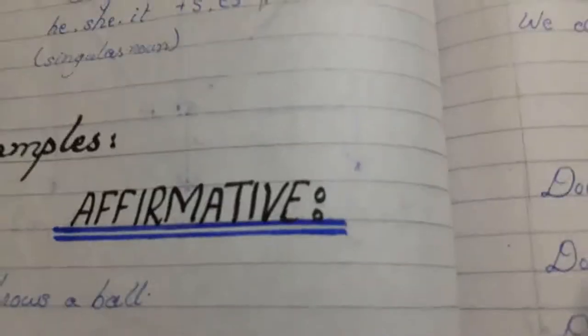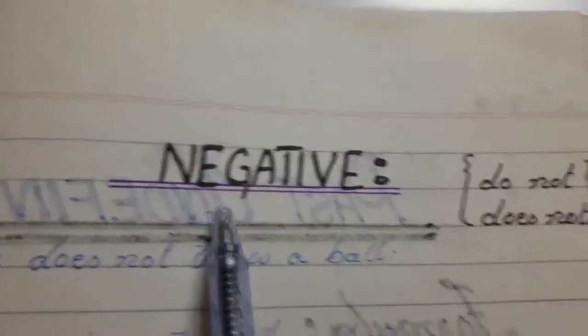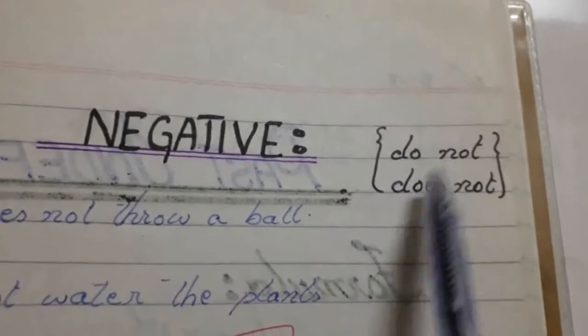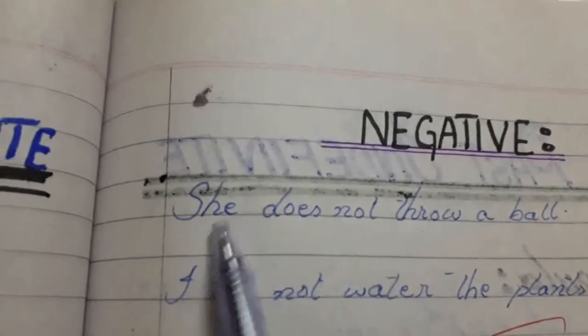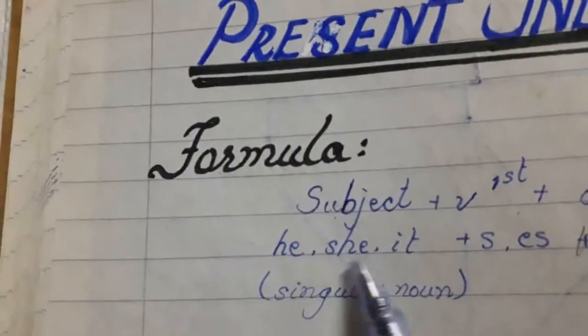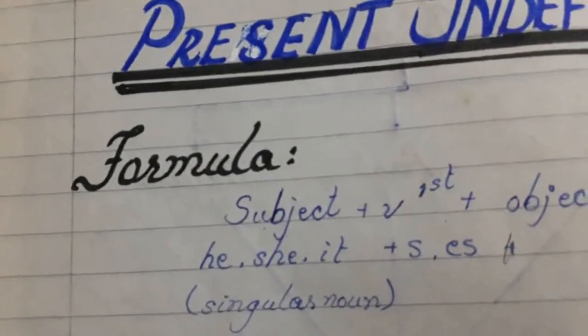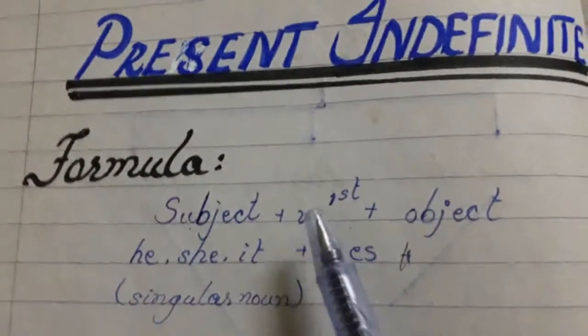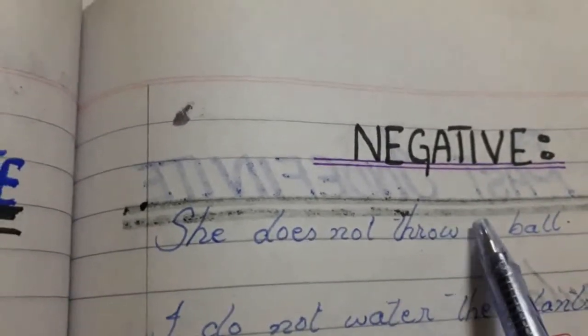Let's come to the another type, negative sentence. What to do to make the negative sentences in present indefinite? We make negative by using do not or does not. Let's see where we use do not or does not. With third person, as I told you, here he, she, it, with these third person singular or any other singular noun like mother, father, if singular you are taking, then we are adding s or es with the first form of verb. So with the third person we use does not. She does not, and then we will remove s from the first form of the verb.